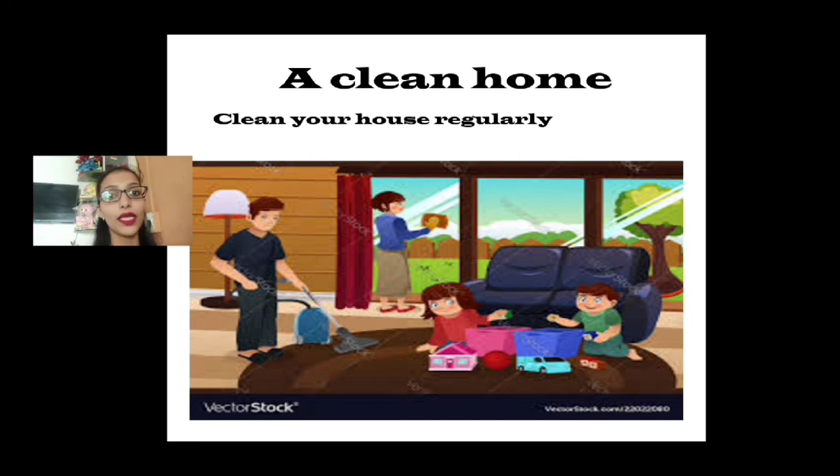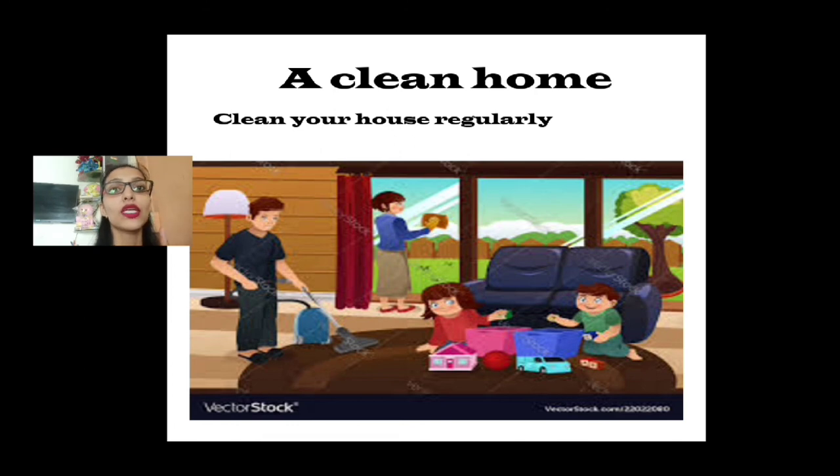Another topic is a clean house. Now what do you mean by clean house? Clean house means how you should keep your house clean. If you are not keeping your house clean, you may fall sick. So for that you have to clean your house. So for cleaning your house, what all things do you require?